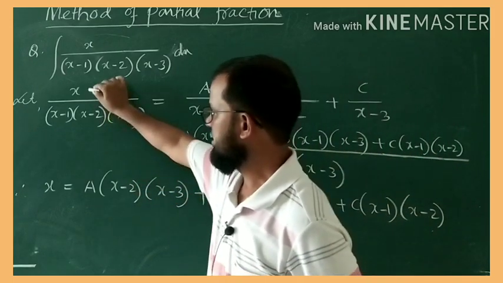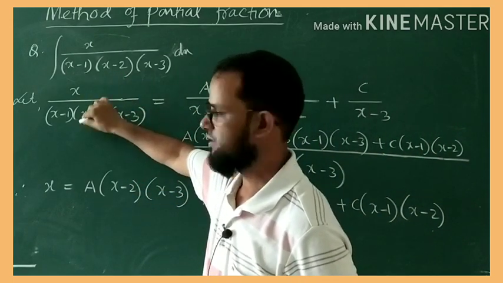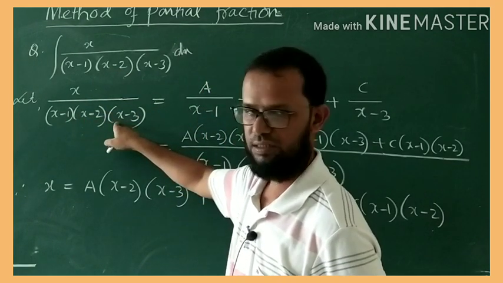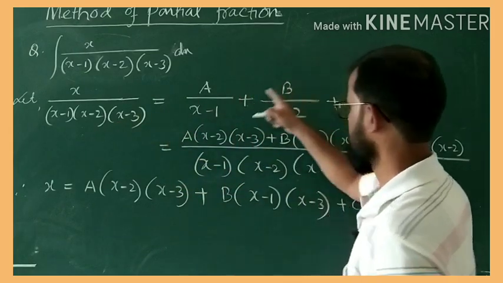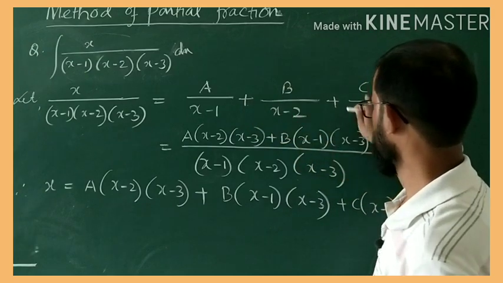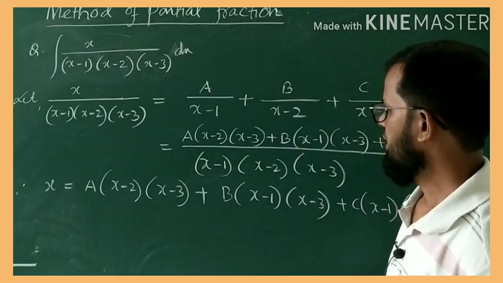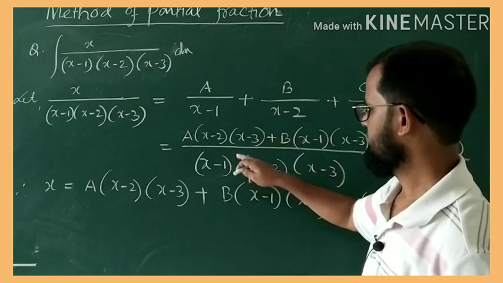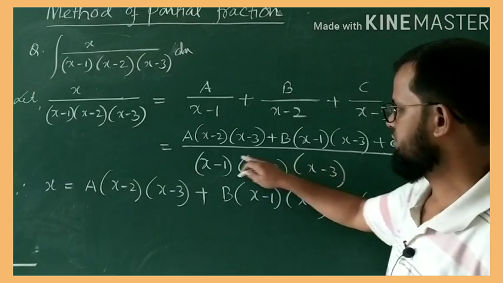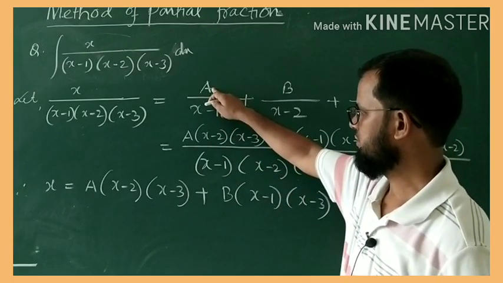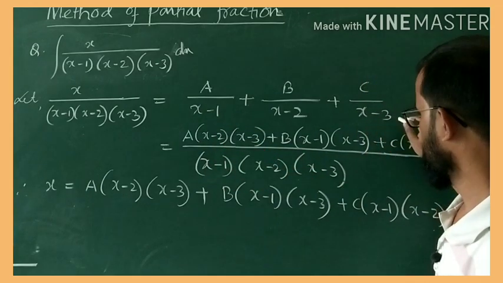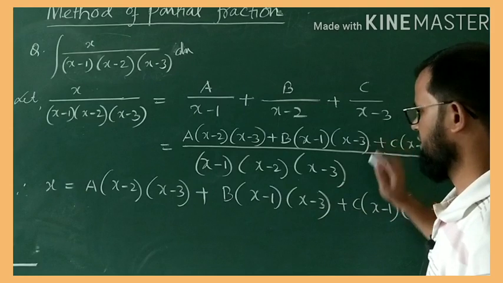So let us suppose this integral, as per the rule I have discussed. Since there are three different linear factors, we will introduce three constants and write the partial fraction as a by (x minus 1) plus b by (x minus 2) plus c by (x minus 3). After taking the LCM on the right hand side you will get this result. (x minus 1)(x minus 2)(x minus 3) is the LCM, and we see the term multiplied by a. I think you understand how to take the LCM and get this expression.